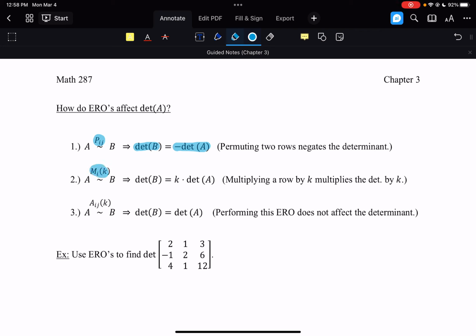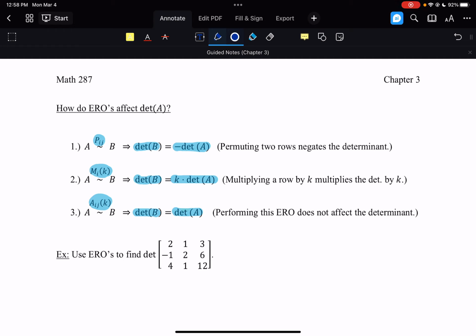If you use the multiplication ERO to get from A to B, the determinant of B is now K times the original determinant of A. Right? So again, if you multiply a row by K, it multiplies the determinant by K. The addition operation, where you're adding a multiple of one row to another row, actually has no impact on the determinant. So we can perform that ERO all day, and it's not going to change the value of the determinant of a matrix.